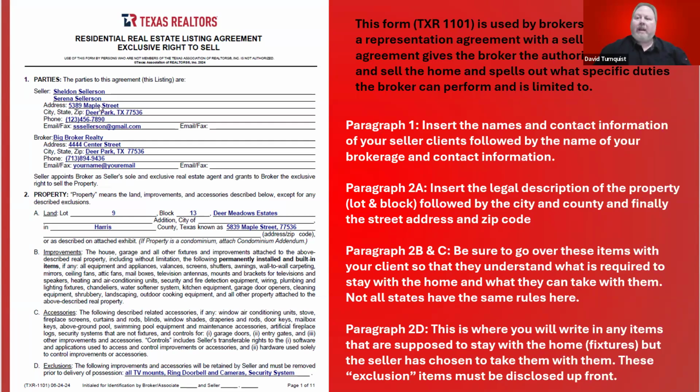This is where you're going to put the names of your client, the seller. So in this example, we have Sheldon Sellerson and Serena Sellerson. Now it has their address as 5389 Maple Street, and you'll notice that that address in paragraph 1 also matches the address of the property in paragraph 2, which is the legal description of the property.